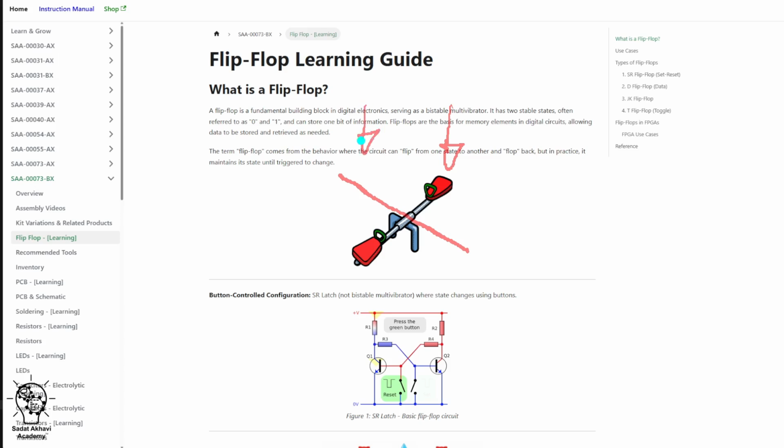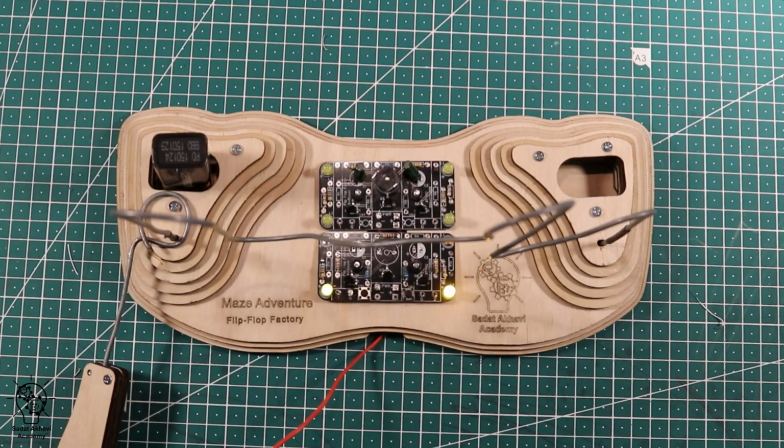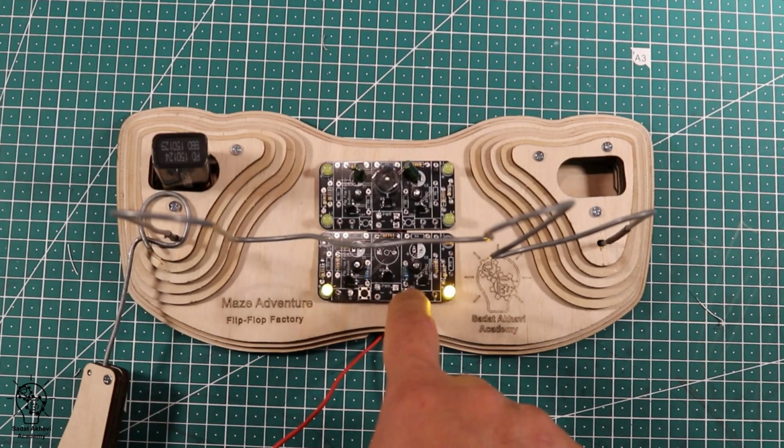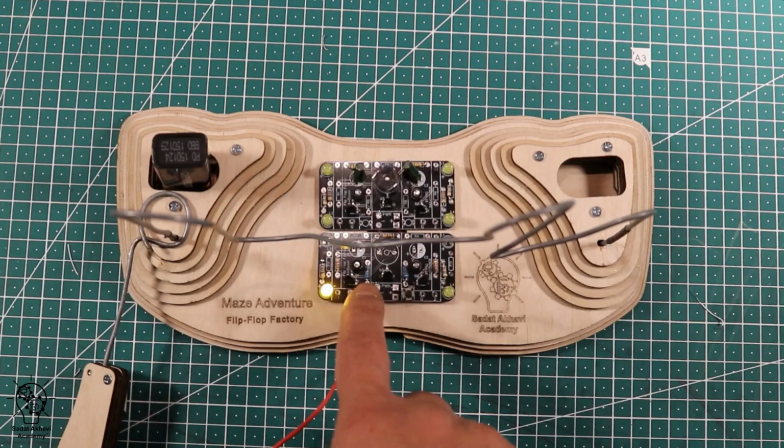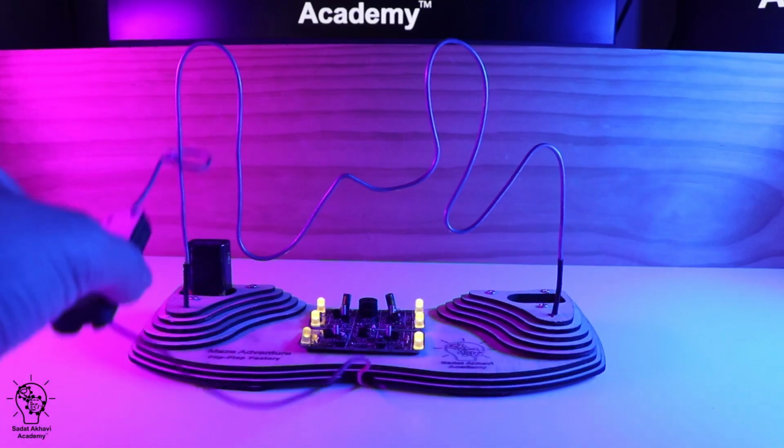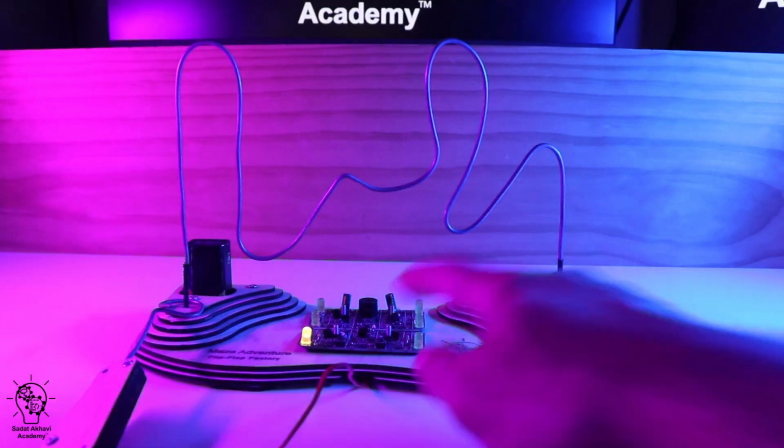There are different configurations for flip-flop circuits, which determine how the state changes. This is a bistable multivibrator flip-flop, and this is an example of it in our Maze Adventure series. The state changes when a button is pressed. The circuit holds the state until a button is pressed again.